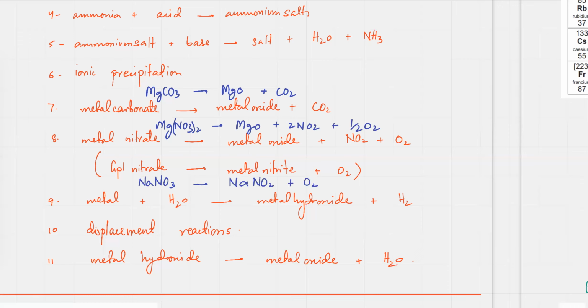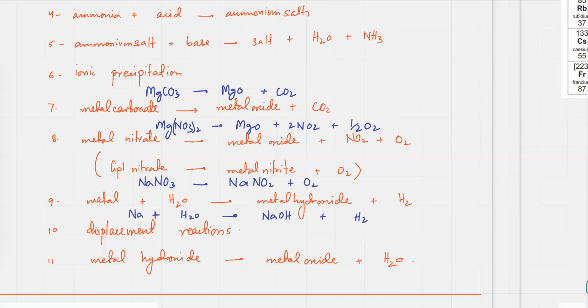A metal reacting with water would produce, like Na with water. And only very reactive metals react. So they're going to form a metal hydroxide or an oxide. So NaOH would be produced plus H2 gas would be given off.